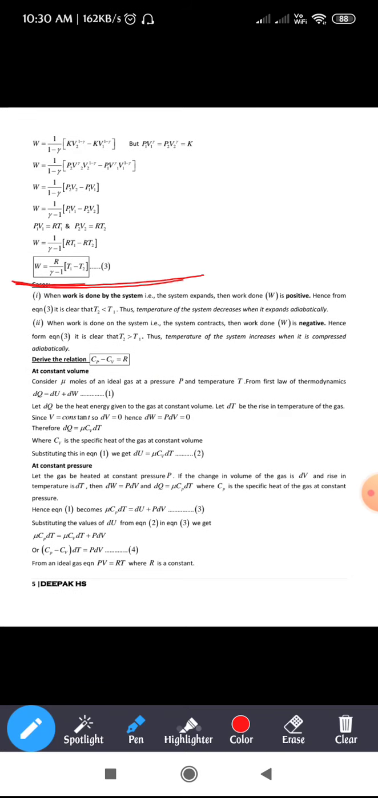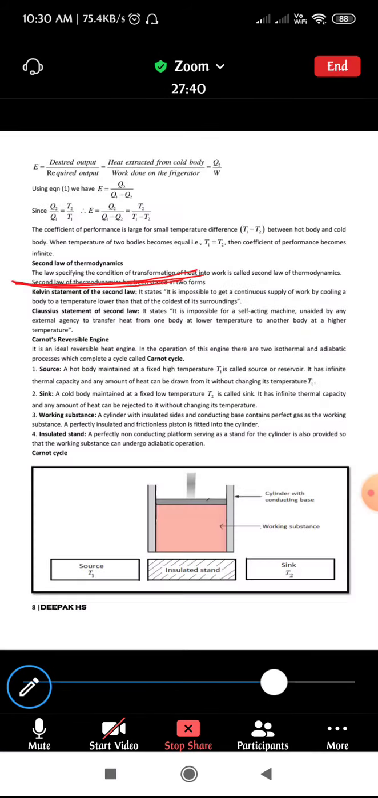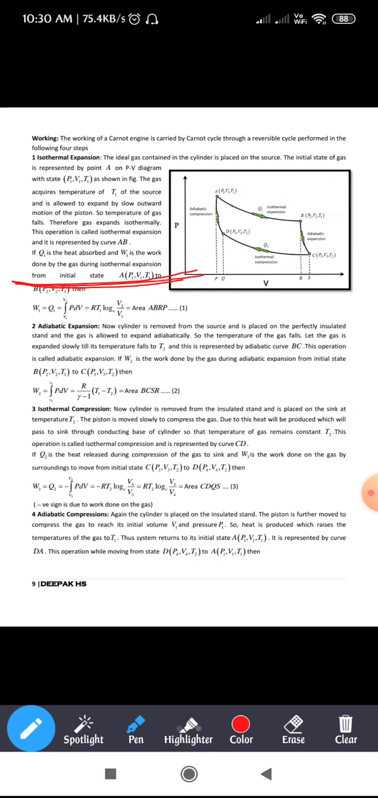This is what we have taken. W is equal to R divided by gamma minus 1 into T1 minus T2. We have just replaced the same thing. So you can see here, R divided by gamma minus 1 into T1 minus T2 is nothing but equal to area BCSR. So this is regarding the adiabatic expansion.